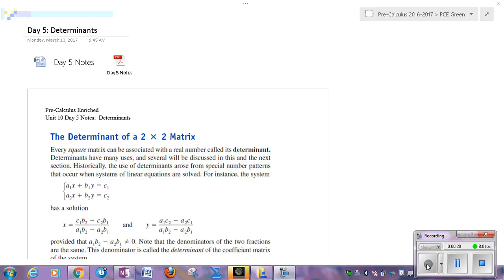So today I'm going to talk about how you find the determinant of a matrix. We're going to start off with a 2 by 2 and then we're going to look at a 3 by 3, but I won't ever ask you to do more than a 3 by 3. So the determinant has many uses. First of all, the determinant of a matrix is just a number. So after you find the determinant, you're just going to have a value.